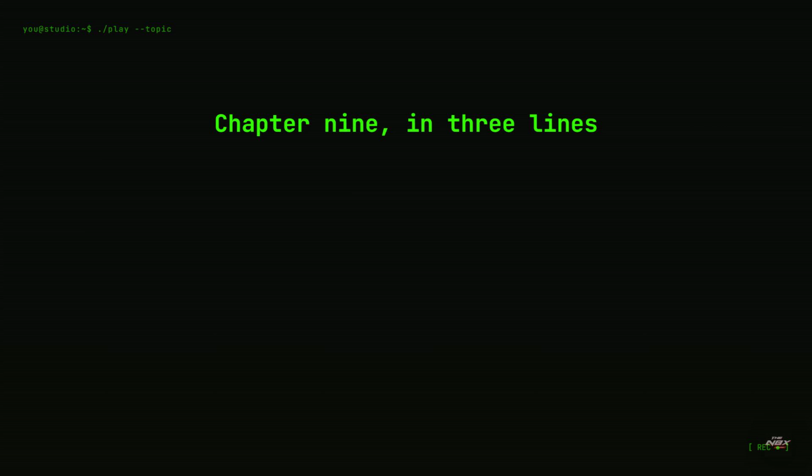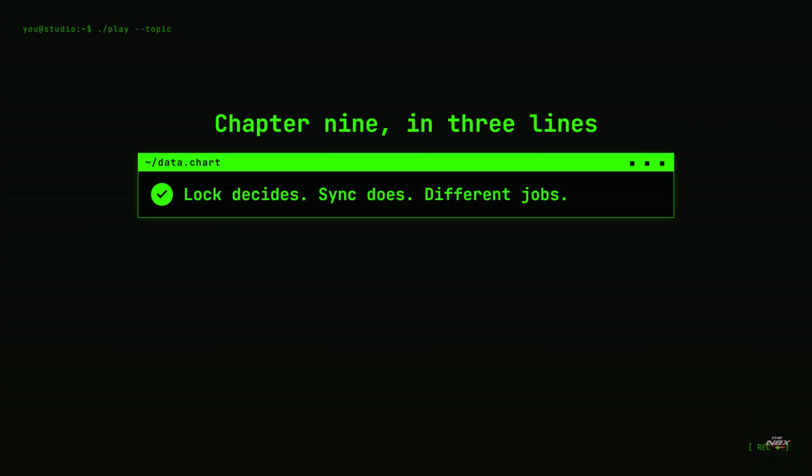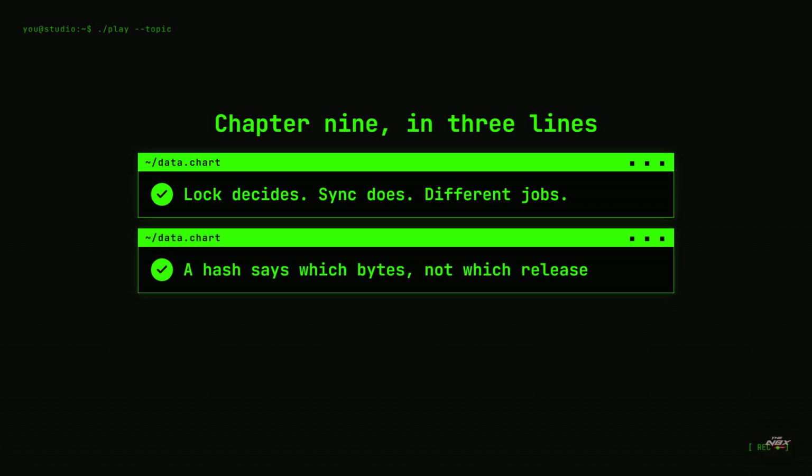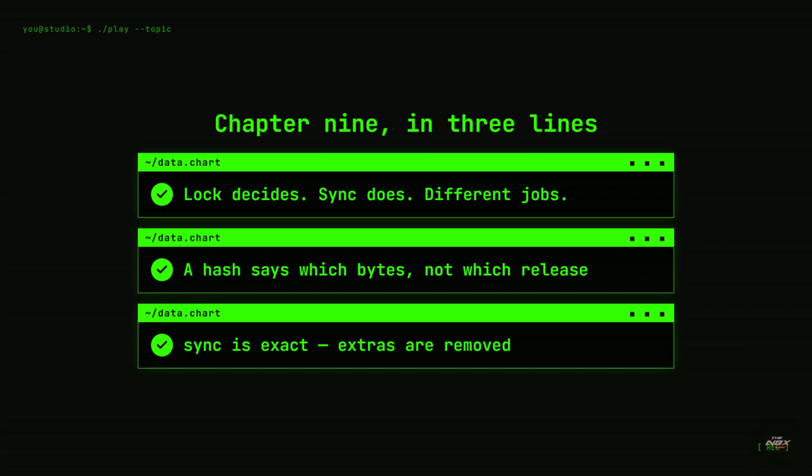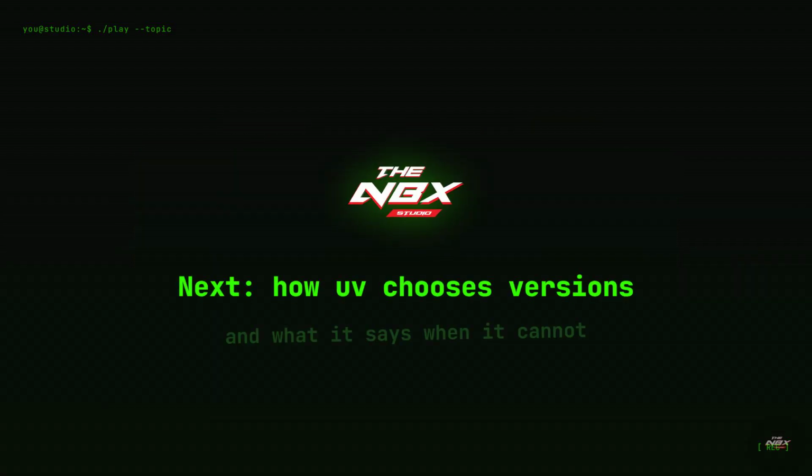So, to recap, locking decides one exact set of versions and writes them down with their hashes. Syncing makes your folder match, exactly, removing anything that isn't recorded. And nothing upgrades until you explicitly ask for it. Next chapter. What happens when two packages want versions that cannot both be true, and how uv explains its own refusal in plain English.